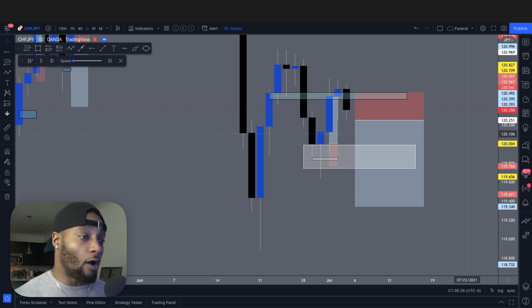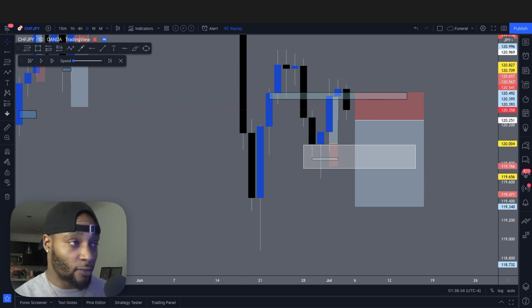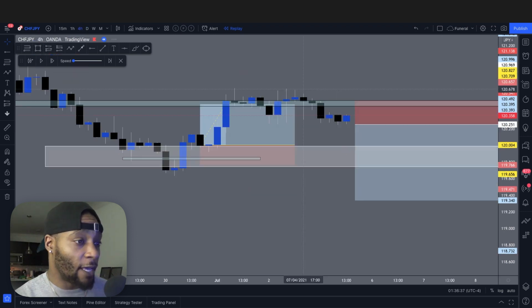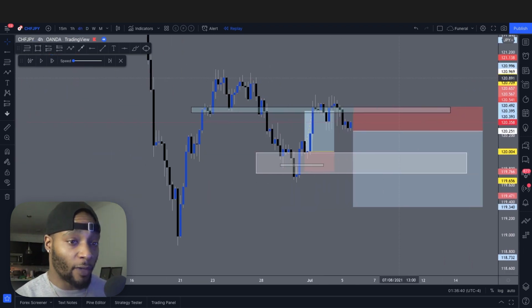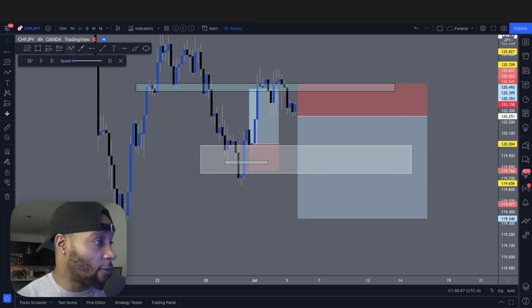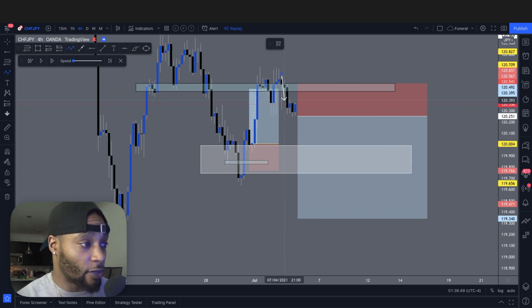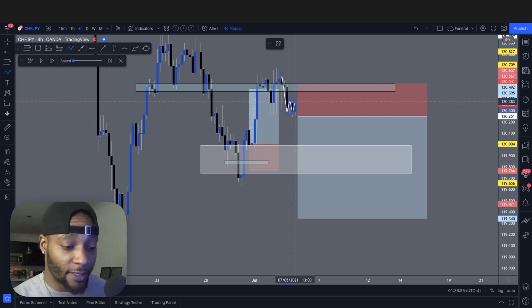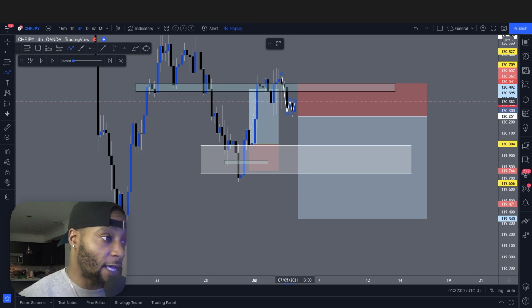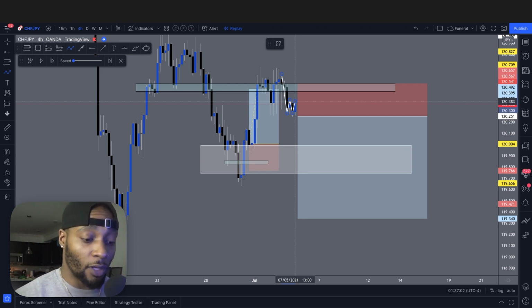Now that we've gotten all that covered, we can now start to look for our entries. But first, we're going to drop down to the 4-hour time frame. And on the 4-hour time frame, what can we identify? We can see we're starting to create some bearish structure as well, which is nice. Perfect. Exactly what we want to see. We want to see the market creating lower lows and lower highs, because if the market wants to move to the downside, it should continue to create lower lows and lower highs.